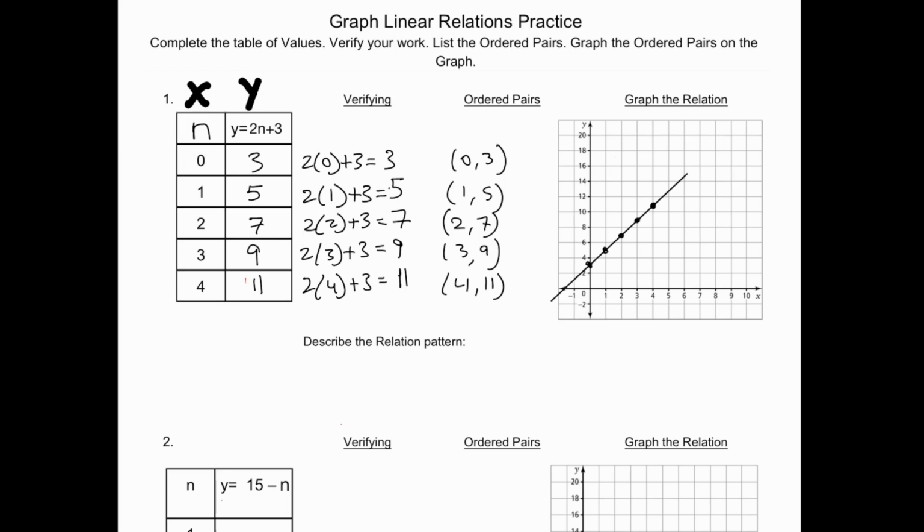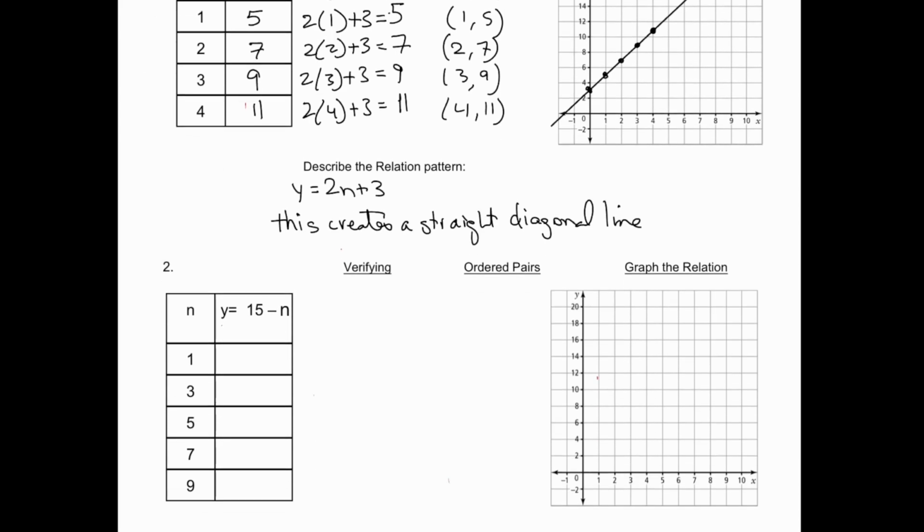So then down the last part of this question, it says describe the relation pattern. The easiest, which most of you will choose, is you just write down y equals 2n plus 3, which you notice is the expression. Another way you can do it is say this. You can also say this creates a straight diagonal line. Okay, one of those two ways you can talk about what it does. All right, let's do one more.